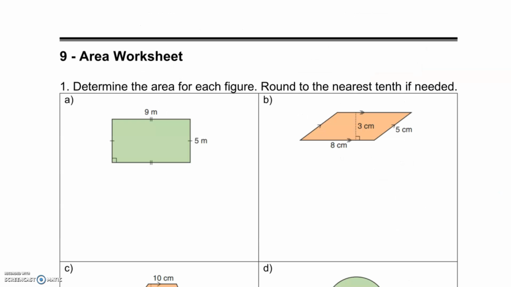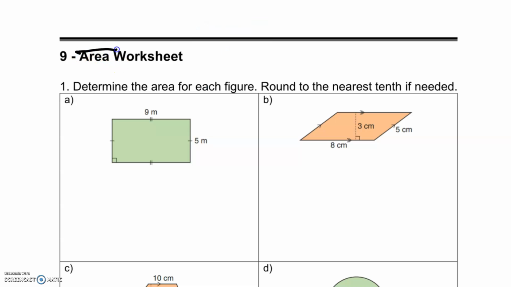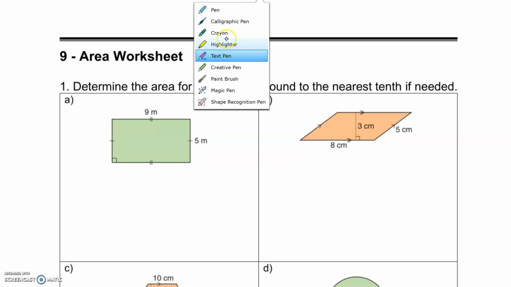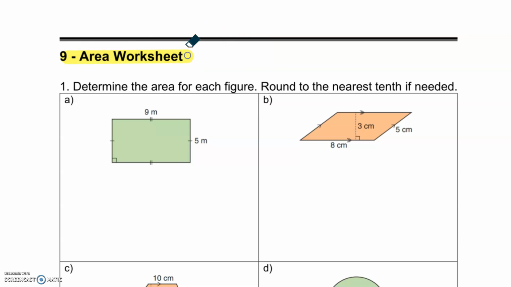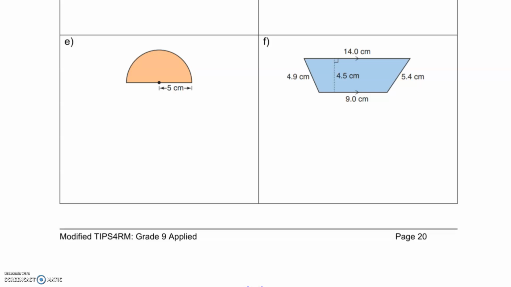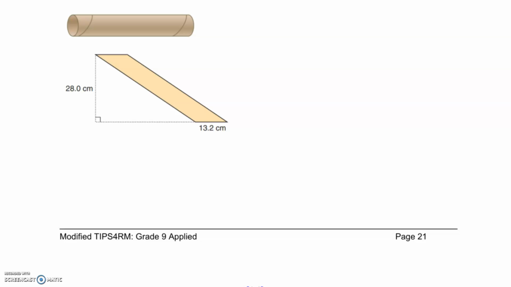If I turn the page, you can see here's the area worksheet. Okay, and didn't mean to do that. Let's try that again. Here is the area worksheet and the questions that you will be completing on the front and on the back, the word problems. Okay, hopefully those 4 examples helped you out, and have a great day.